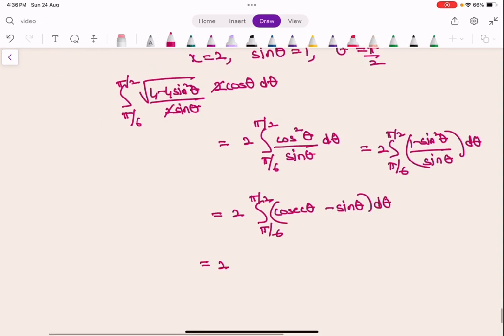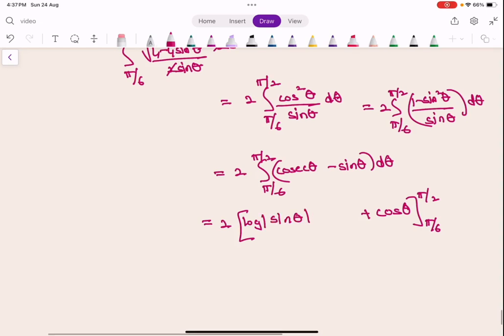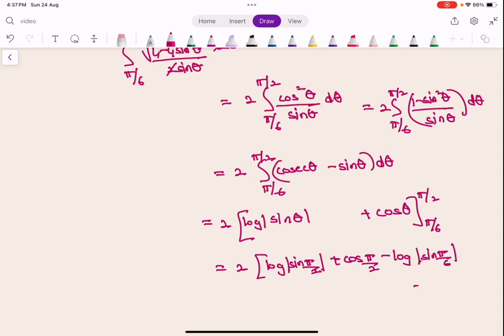So we have twice integral of cosec theta is log mod cosec theta minus cot theta, minus integral of sine theta is plus cos theta, within the limits pi by 6 to pi by 2. So this will be twice log sine pi by 2 plus cos pi by 2 minus log mod sine pi by 6 minus cos pi by 6.